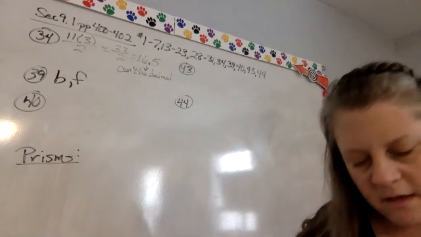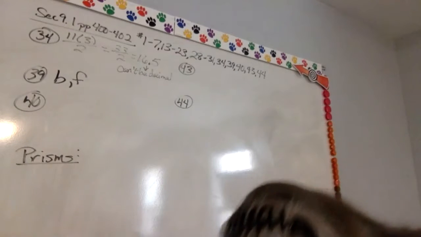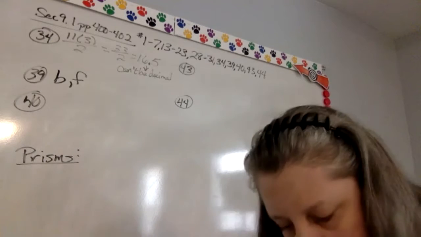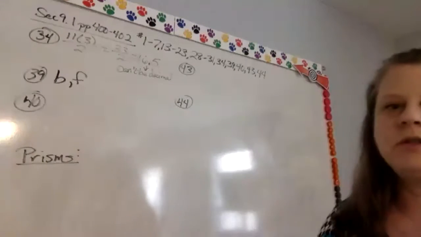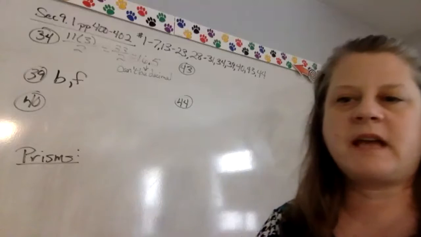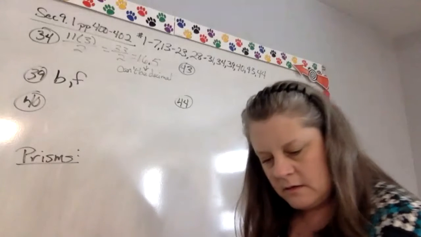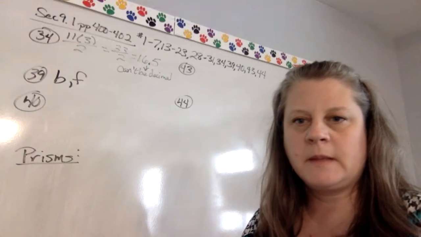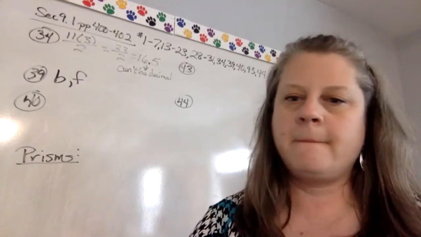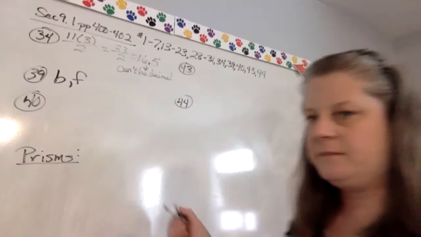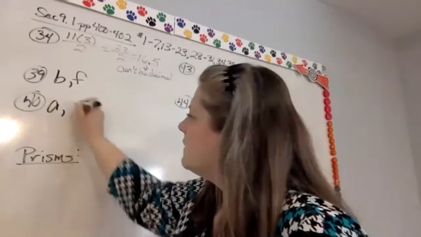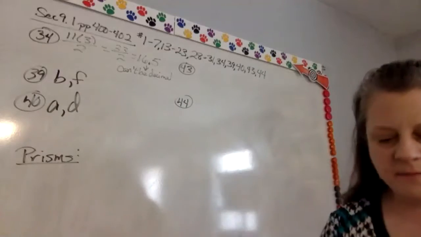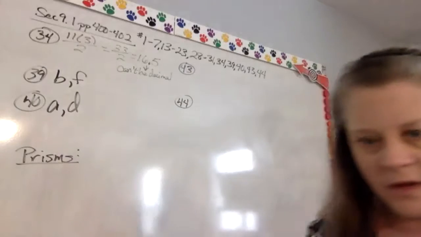For 40 it says, which 2 nets are the same pattern, just flipped or reversed? So which 2 look almost exactly the same? Which just flipped around? A and D. Okay. So that's all you have to do for 39 and 40. Pretty easy.